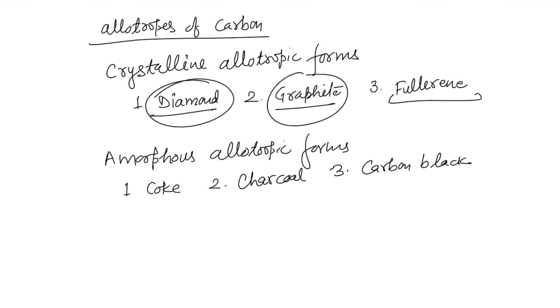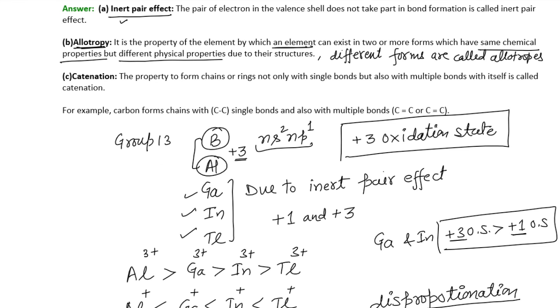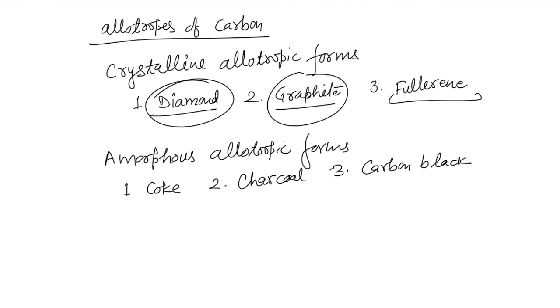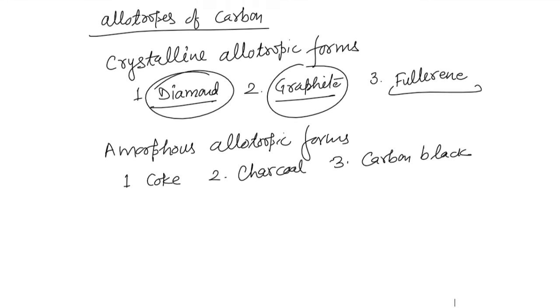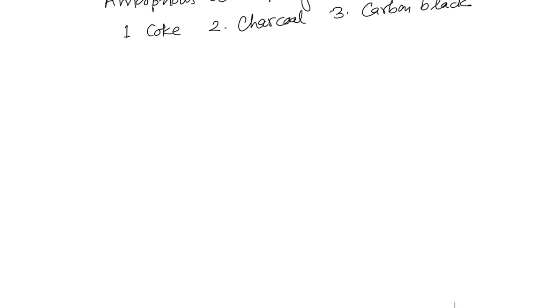Okay, and the next part is catenation. Catenation means it is a self linking property. Actually, what is this? This is the self linking property, and the best suited element for catenation is carbon. Okay, so yes, tell me, what is catenation actually?